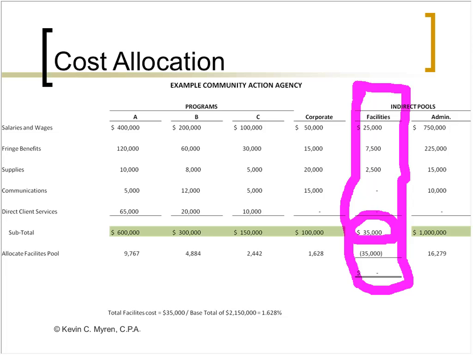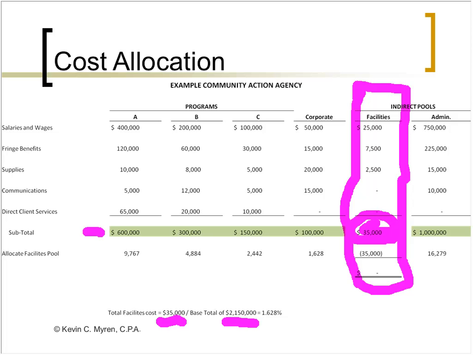And the way we would do that is we need to allocate to every pool that is open. So the green here would be an indication of totaling up all those numbers. And if you look down at the bottom, the total of those numbers is $2,150,000. The allocation base that we have is $35,000, this number right here.